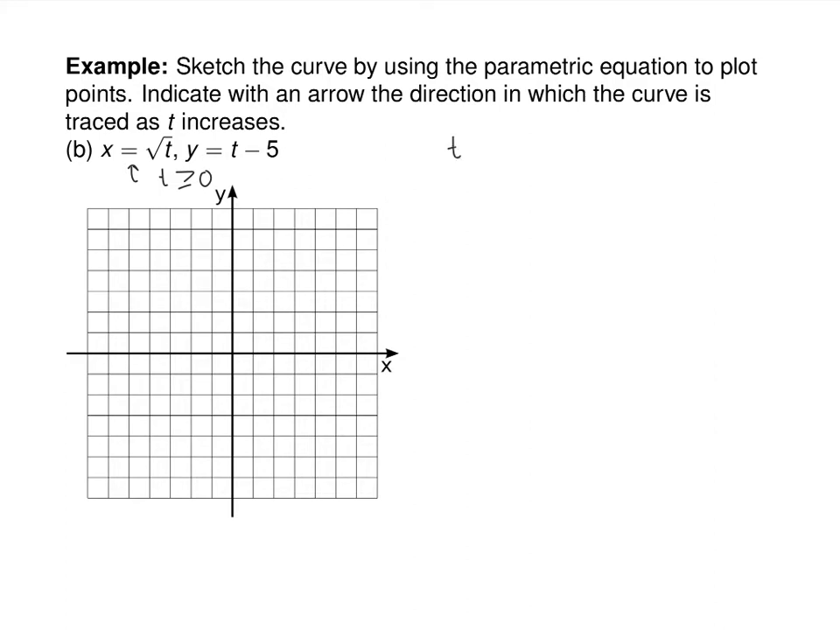So once again, we'll just plot some points. And let's just start by inputting 0. When we input 0, the x is 0, and the y is -5. So we start down here. When we input 1, the x is 1 and the y is -4.